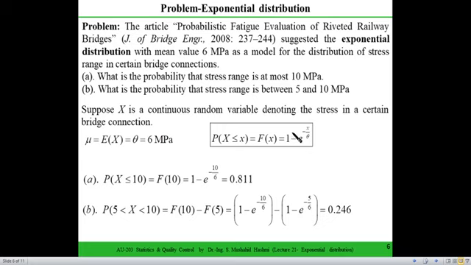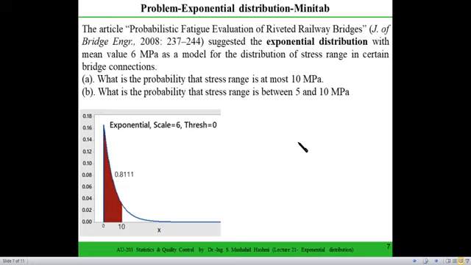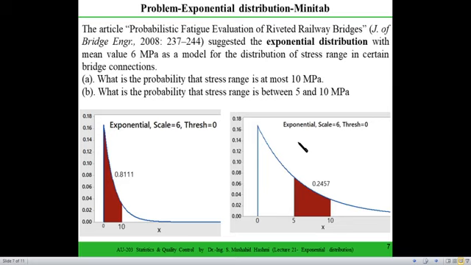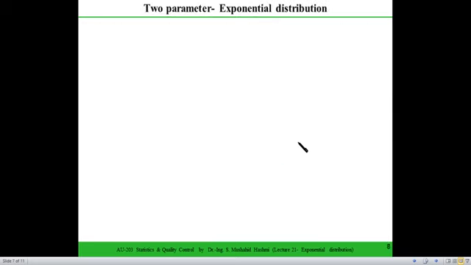In exponential distribution, the CDF is simple to calculate, which is 1 minus the negative exponential function. The same thing we can do in Minitab. If you go onto Minitab, you can easily plot these values. In the end, I will show you all this.